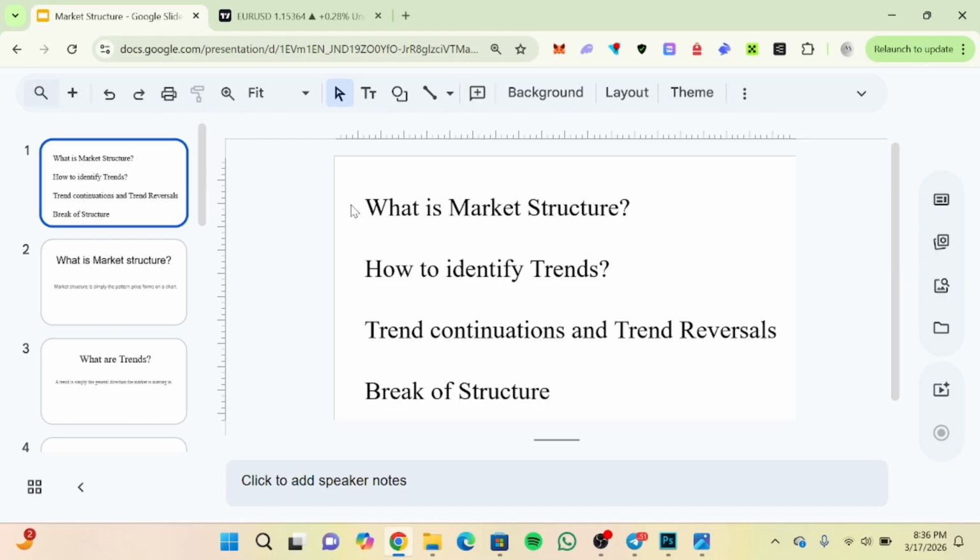By the end of this video, you should understand what market structure is, how to identify trends, what trend continuations and trend reversals are, how they apply to our trading, and one of the most important concepts that traders use, which is the break of structure. And later in this video, I'll also explain why certain price levels in the market become extremely important for traders. So let's start from the beginning. What is market structure?